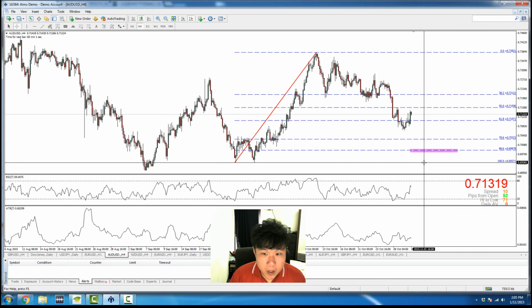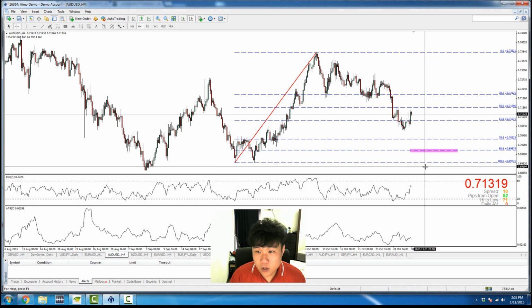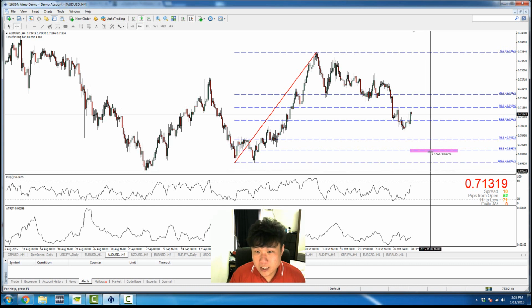Stop loss will be about 1 ATR below 69.37. So for the Aussie dollar, the ATR, we are looking at maybe around only 30 pips below here. So stop loss will be around 0.69.